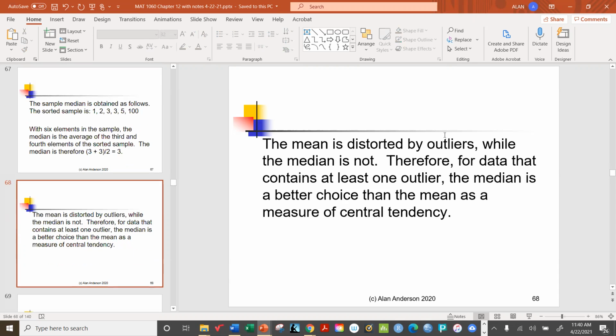So notice, this is why we want to use the median when we have outliers and not the mean. The rest of the time, when there are no outliers, we typically use the mean because it's more intuitively clear to people what it means, and also it has more convenient mathematical properties than the median. So we usually reserve the median for cases when we have outliers.